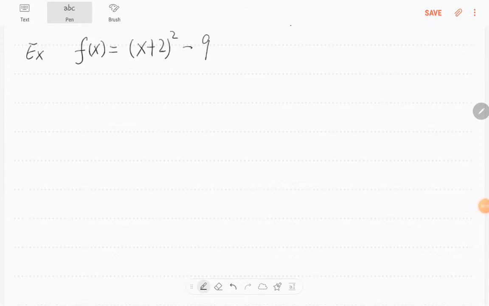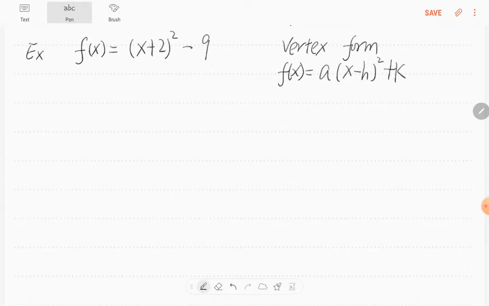In this example, f of x equals (x plus 2) squared minus 9. From this form, we already know this is the vertex form. The vertex form is given by f of x equals a times (x minus h) squared plus k. This is the vertex form.